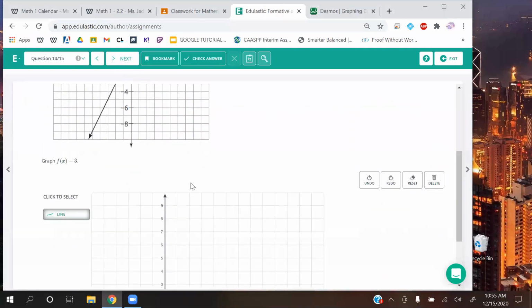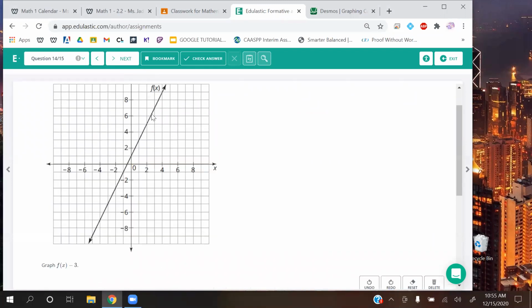Okay, here's a graph. Graph f of x minus 3. So when you have a minus 3, that literally just means move the graph down 3. So we're gonna just literally take this graph and move it down 3 points. And how do we move it down 3? We're going to find an old point. So let me see, here's another point. And here's another point. I'm just literally gonna take those old points.